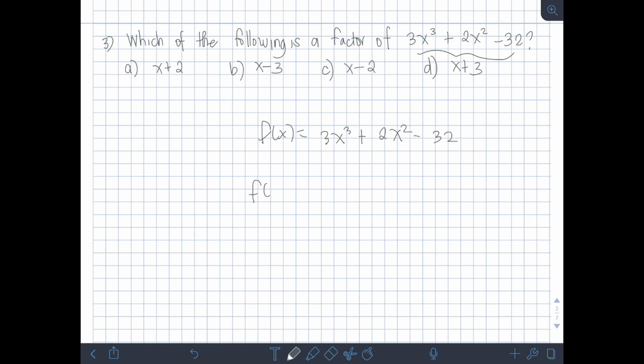For example, kunyari itong x plus 2, equate natin siya sa 0, tapos solve natin si x, we have x is equal to negative 2, right? So kapag sinubstitute ngayon nyo tong negative 2 dito sa f of x, so f of negative 2, 3 times negative 2 cube plus 2 times negative 2 square minus 32. If ever na maging 0 tong value ng f of negative 2, therefore, x plus 2 is a factor of this polynomial. So, try natin. So, using calculator, pwede nyong evaluate lahat ng value nitong choices kung saan siya magsi-0, then yun yung magiging factor doon sa given function natin.